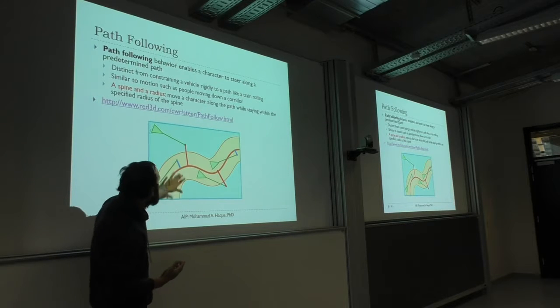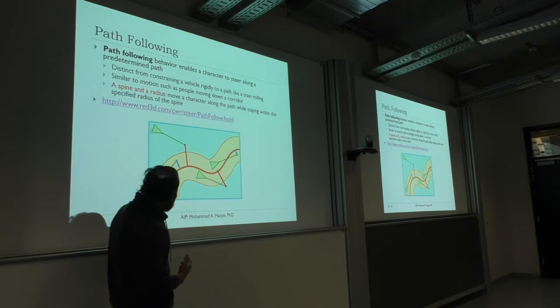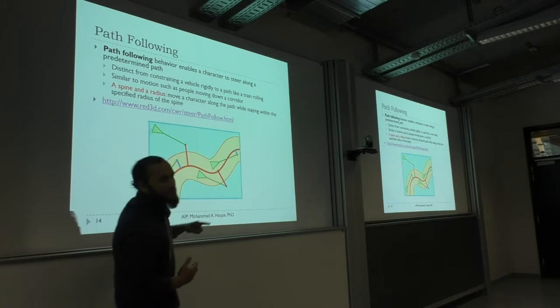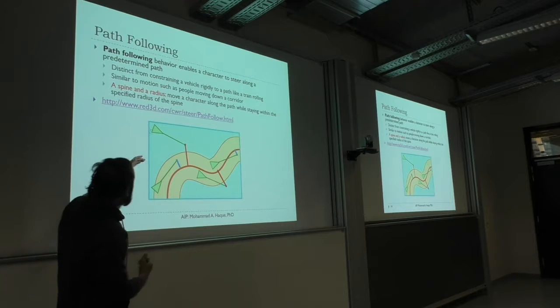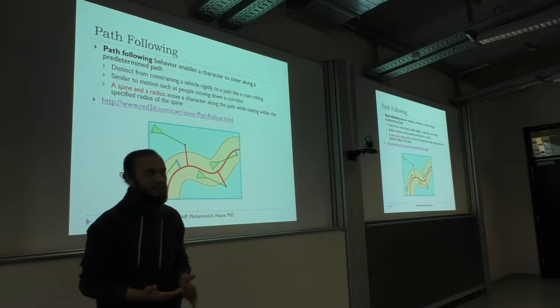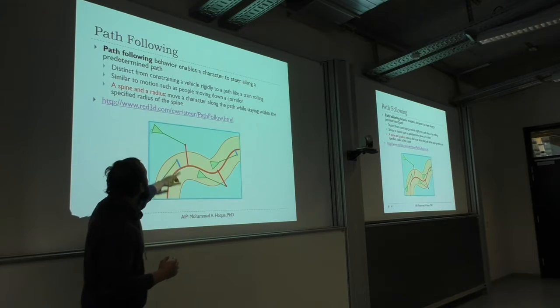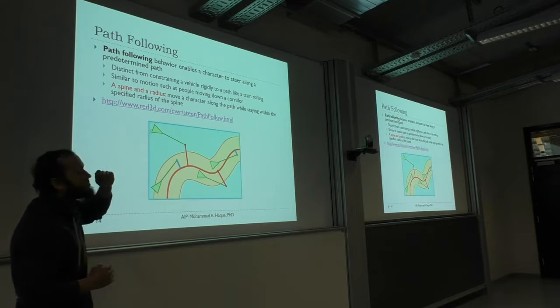How will you define that road? When you show this one, you can call it a spine. And when you tell this distance, you can call it the radius. So you can define this by these two parameters, a spine and a radius.